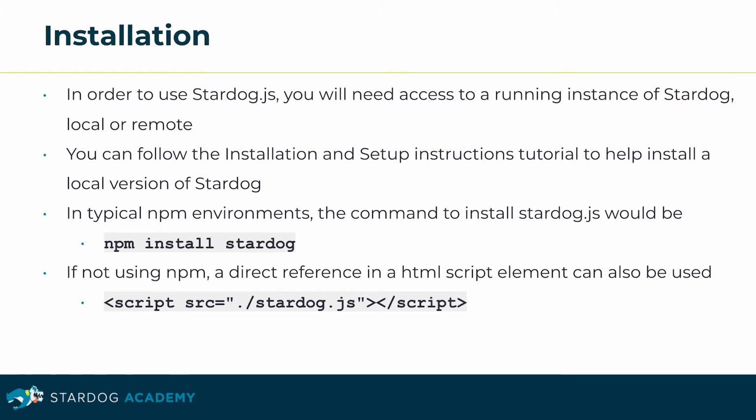In order to use Stardog.js, you will need access to a running instance of Stardog, local or remote. You can follow the installation and setup instructions tutorial to help install a local version of Stardog. In typical npm environments, the command to install Stardog.js would be npm install stardog. If not using npm, a direct reference in an HTML script element can be used.